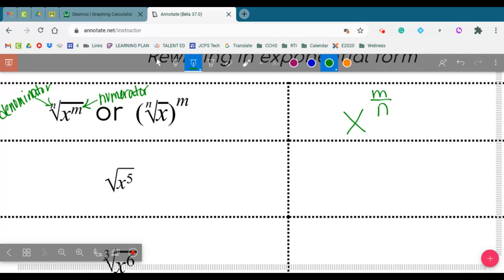So the next one, I have square root of x to the fifth. So remember, if there's not an index right here, we can automatically know that it's 2. So 5 is going to be our numerator. So we're going to have x, 5, and then 2 is going to be our denominator.